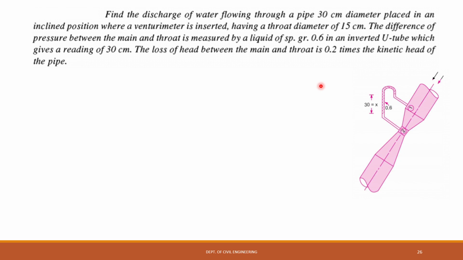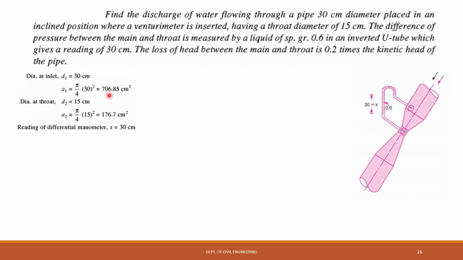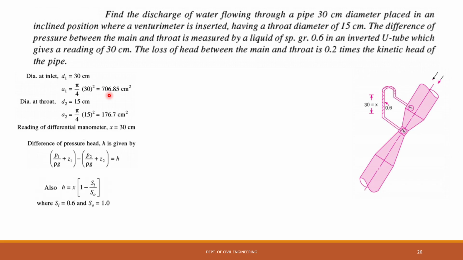This is the figure. As I told you, we have oil inside the manometer and water is flowing through the pipe. Here X value is given as 30 centimeter. Now inlet diameter and throat diameters are given, so A1, A2 can be found out, and X value is also given. As we have identified, this is case 4 and you can use this equation for finding H, and this equation can also be used. You can refer to the previous slides for the equations.